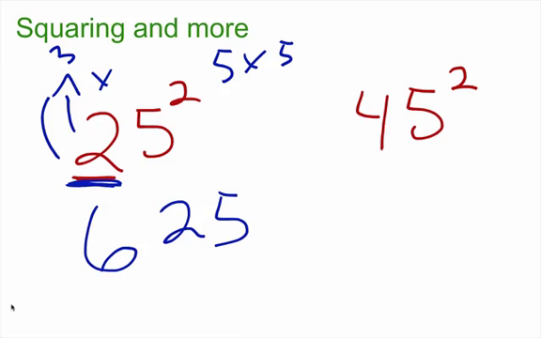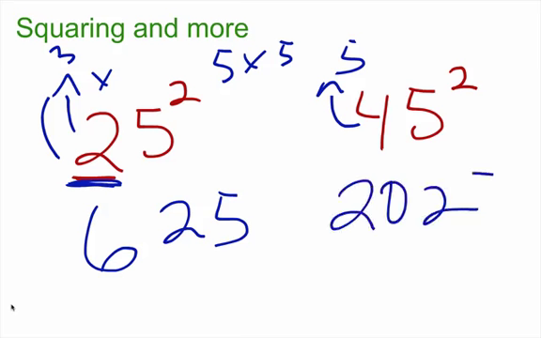Right? So let's look at another example really quick. 4, we want to bring it up to what? 5, right? So 5 times 4 is 20, and 5 squared is 25. So your answer is 2025. You see that? Pretty simple.